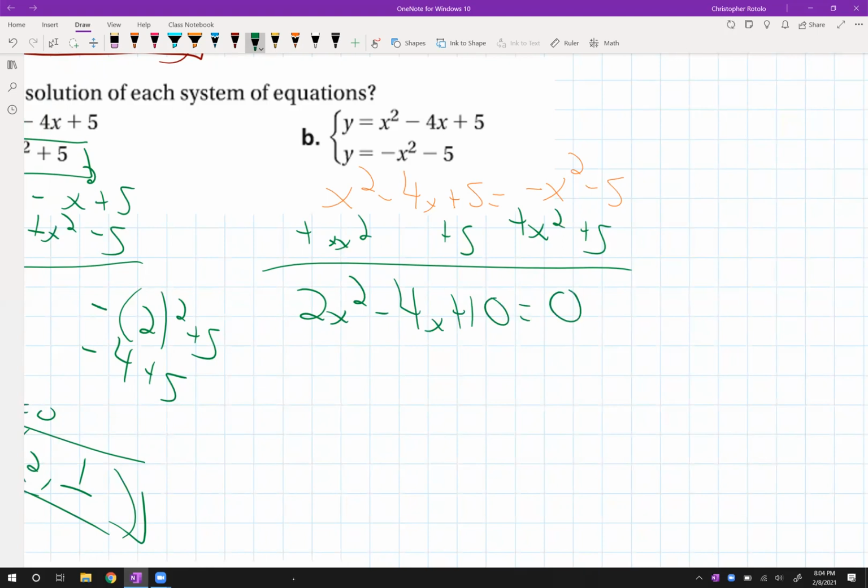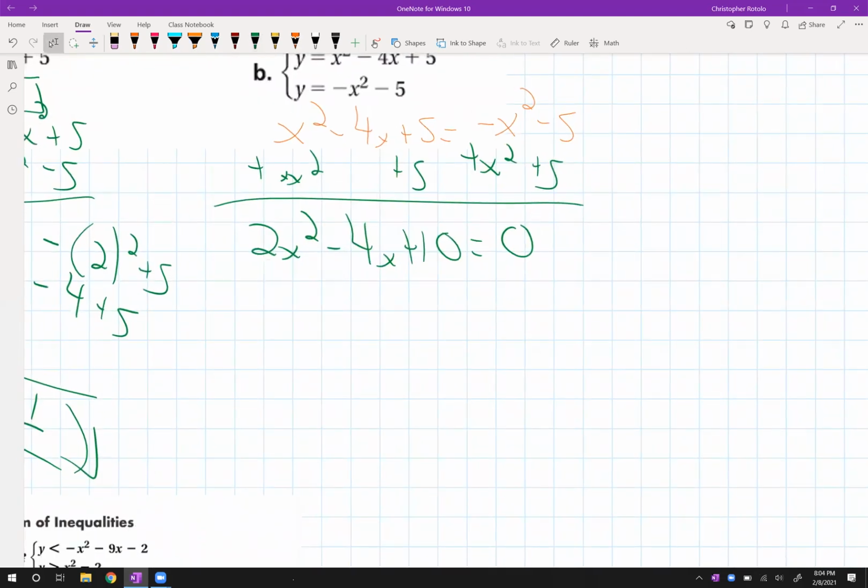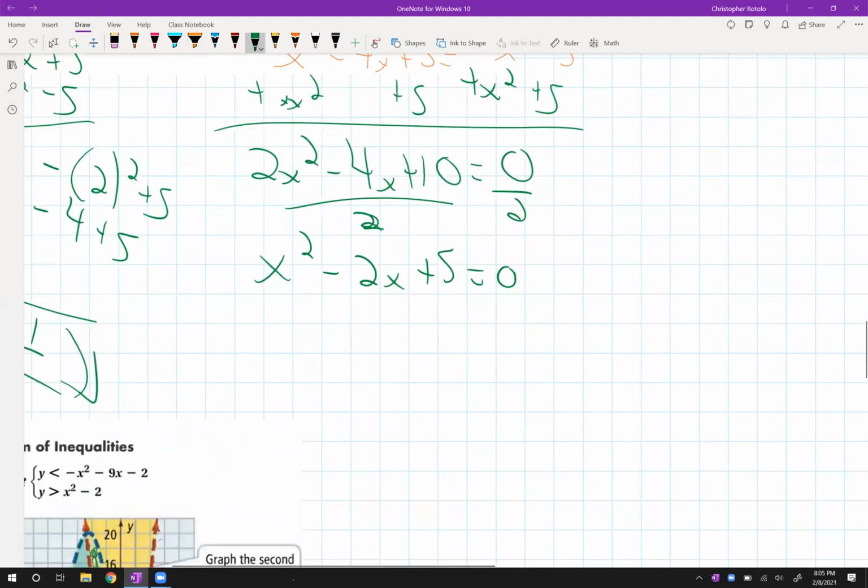All right, kind of nice review here as we have everything going on. What do I want to do with this? I want to divide it by 2. Right? It doesn't matter if I'm going to factor it, if I'm going to complete the square, if I'm going to use the quadratic formula, I want to try and reduce this as much as possible. So x squared minus 2x plus 5 equals 0. All right, so we have a lot of things going on. Factors of 5 that add up to negative 2? Well, that's not going to happen.